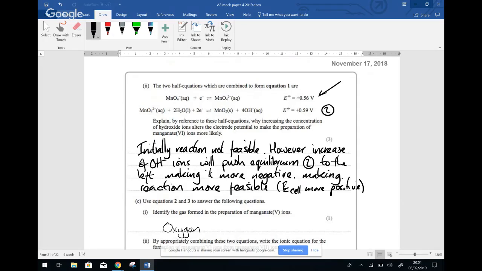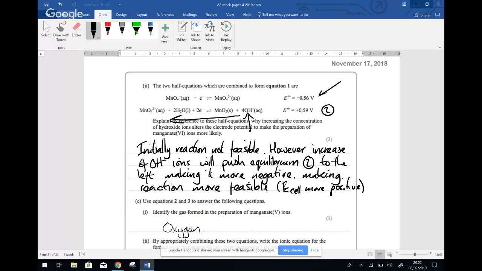You're trying to make MnO4 2 minus ions, the manganate 6 ions. You're trying to make him. If you reverse them, if you flip the more negative one, that guy ends up over there, and what you're going to make is him and him in a disproportionation. What that means is the initial reaction is not feasible. However, if you increase the concentration of him, the equilibrium of equation number 2 will push it that way. And you're going to increase, I need to get this right here.